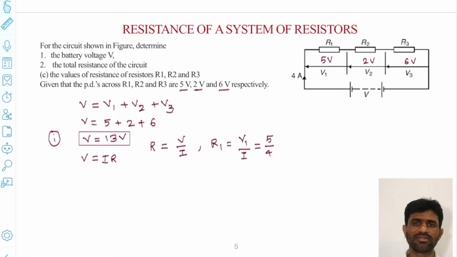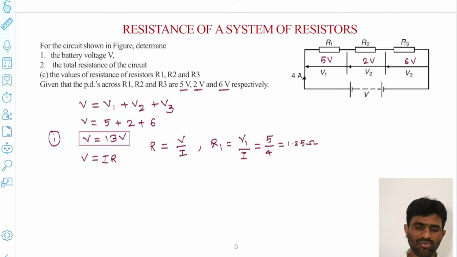Hope you understood this. 5 by 4. So 4 ones are 4, 1 will be left. So 4 twos are 8, 4 fives are 20. So what it is, 1.25 amperes. Ohms, because it is resistance, 1.25 ohms.